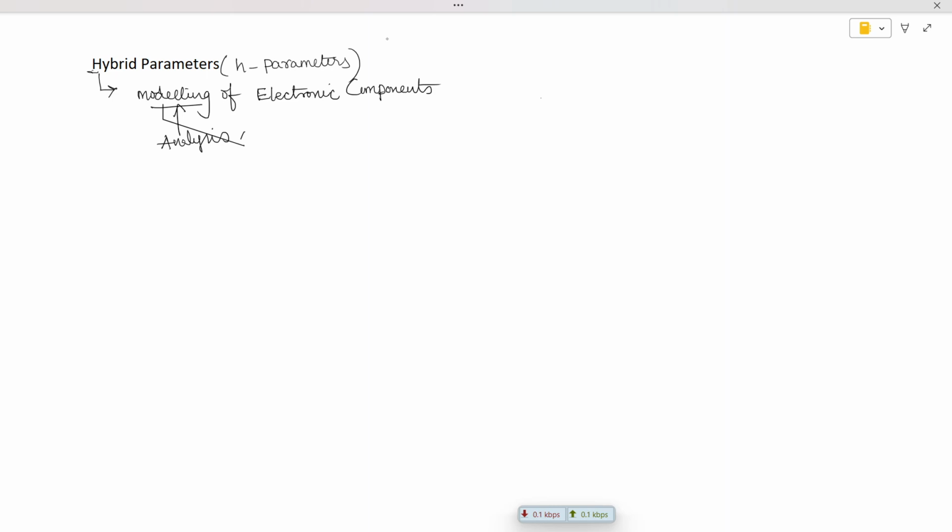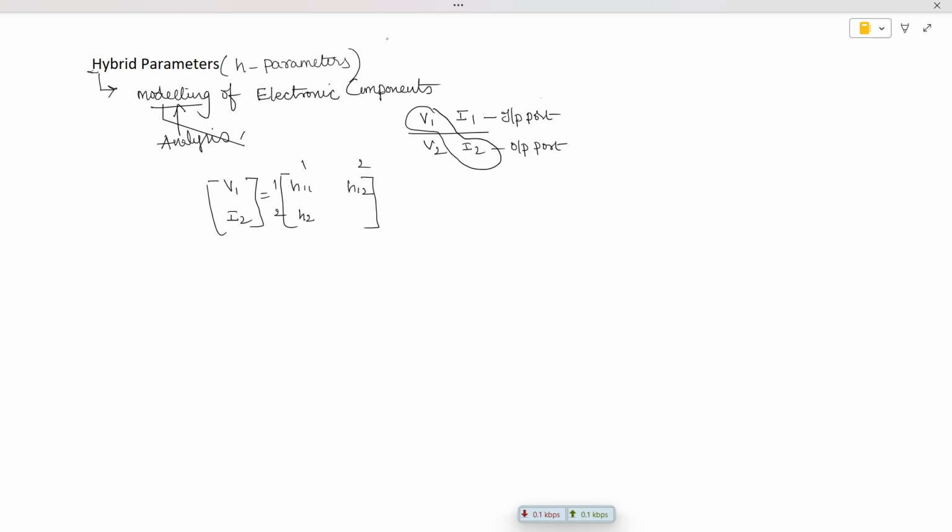So why is it called hybrid parameter? Let's try to understand. Here we have the equation. Let's try to remember this sequence of writing. We have V1, I1, which are linked with the input port. We have output voltage and output current, which are related to the output port. Now we are linking input voltage with the output current. So the equations are: V1, I2, input voltage and output current, is equal to row 1, row 2, column 1, column 2. Ultimately, we are going to get H11, H12, H21, H22, and this is multiplied.